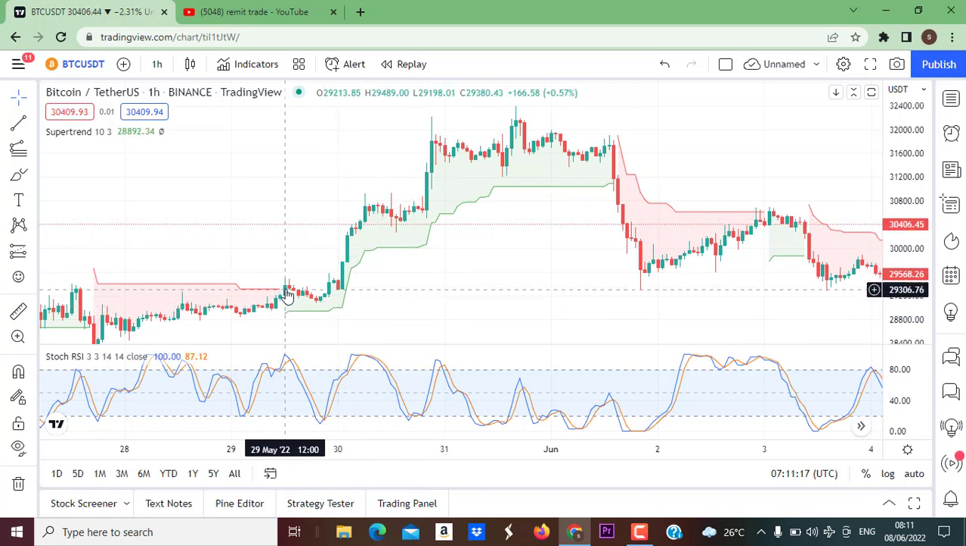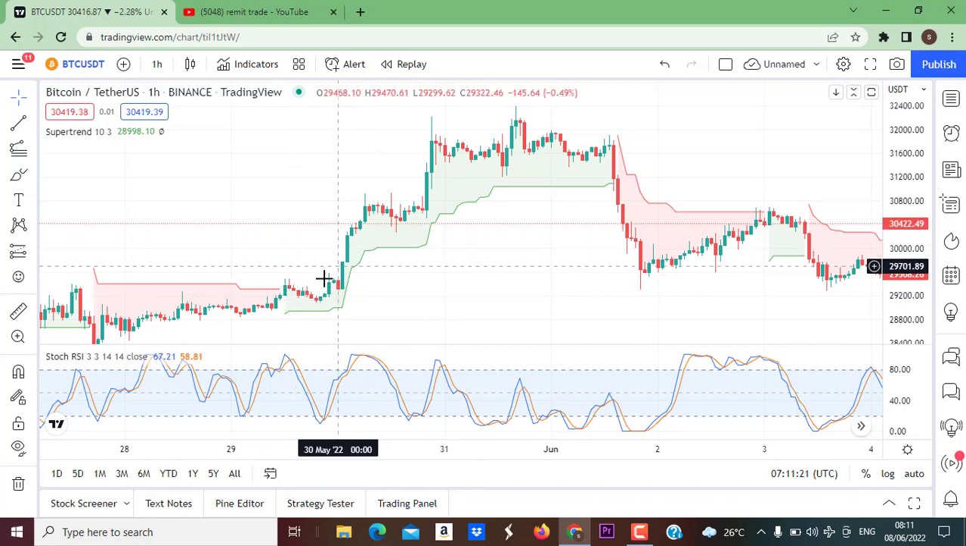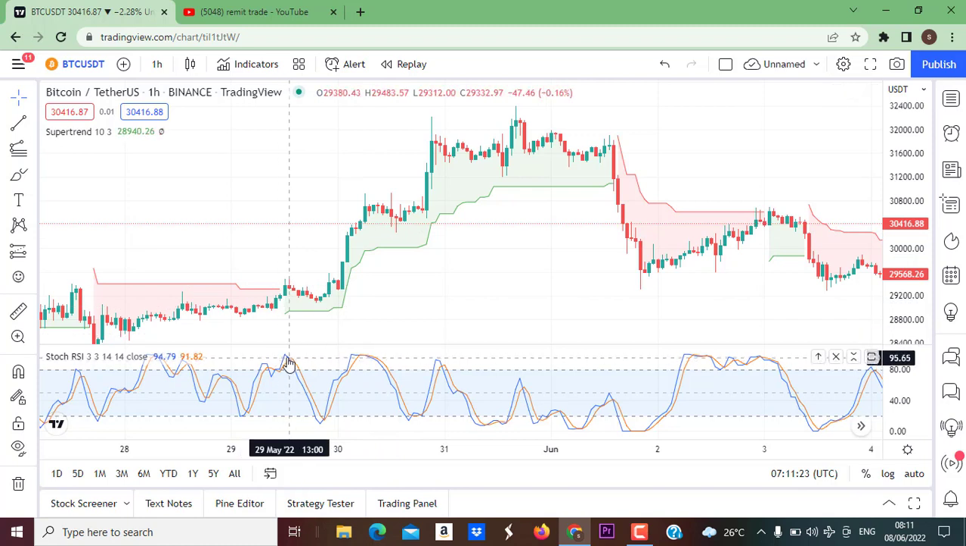At this area, we see that the Supertrend indicator is already in an uptrend, but at this point, the Stochastic indicator is at overbought condition. That means the market is going to come back down. So we are going to wait for the market to come back down and enter into oversold condition. When the market enters into oversold condition at this area, that is when we want to enter a long position or a buy.